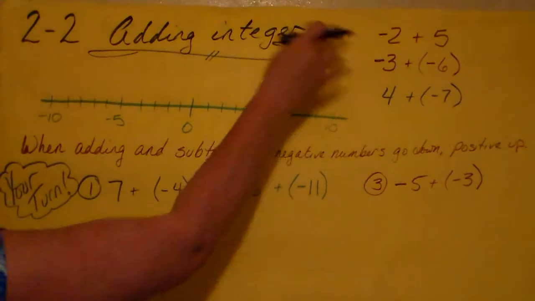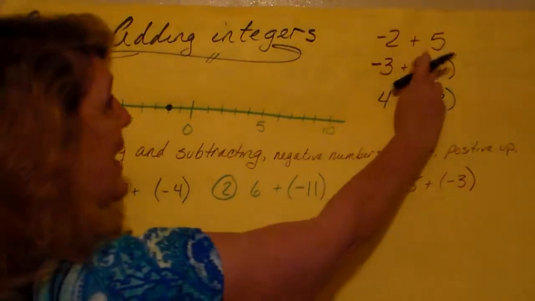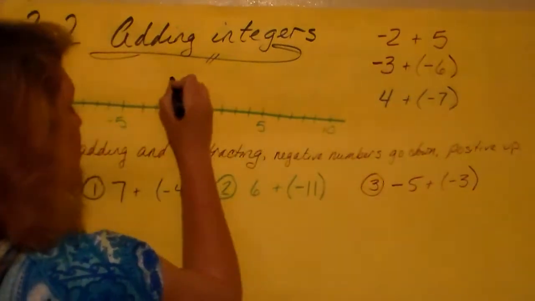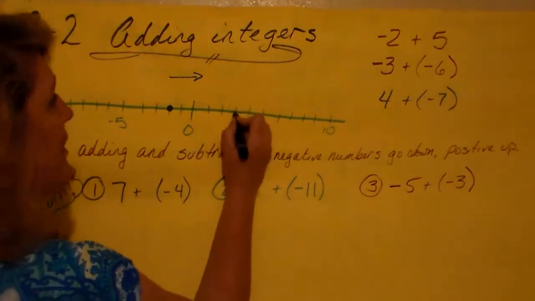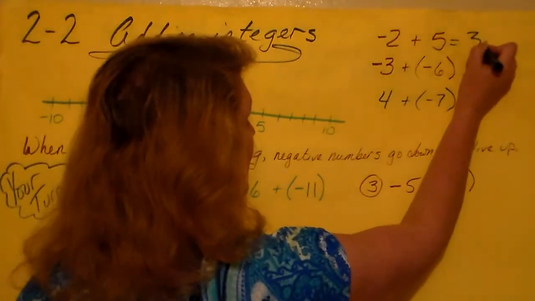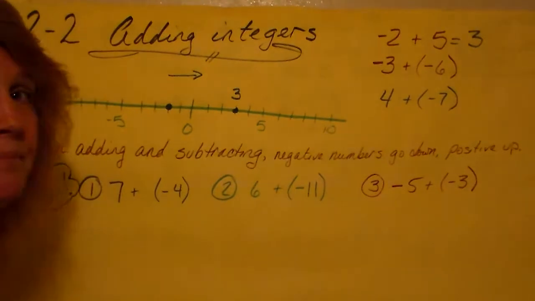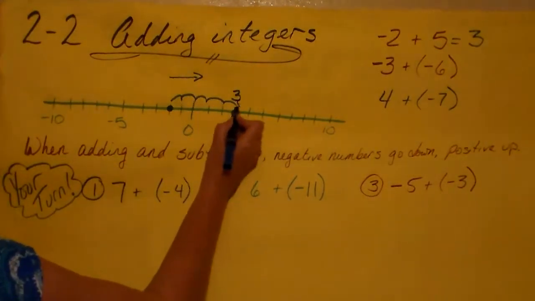So for the first one, we're going to start at negative 2. And we're going to add a positive 5. That means we're going to go 5 in that direction. 1, 2, 3, 4, 5, and we're going to end up at 3. So that equals 3, a positive 3. See how that worked? 1, 2, 3, 4, 5.